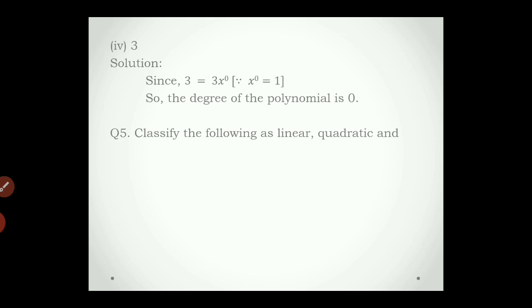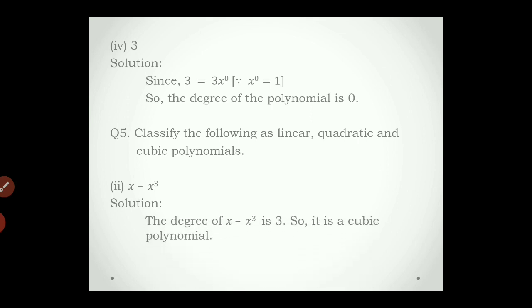Classify the following as linear, quadratic and cubic polynomials. x minus x cube. The degree of x minus x cube is 3, so it is a cubic polynomial. For classifying any polynomial as linear, quadratic or cubic, the highest degree of the polynomial is its type. Here the highest degree of this polynomial is 3. So it is a cubic polynomial.